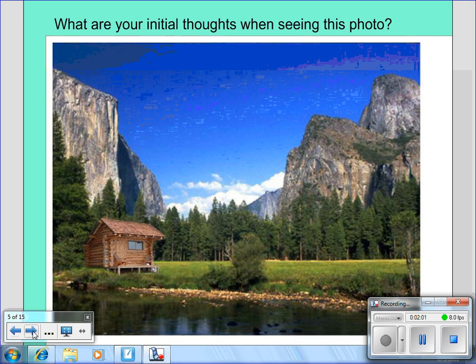All right, how about this photo now? Ooh, fishing cabin. Is it summertime yet? I can still camp, but, you know, I don't want to mess up this guy's fishing cabin.